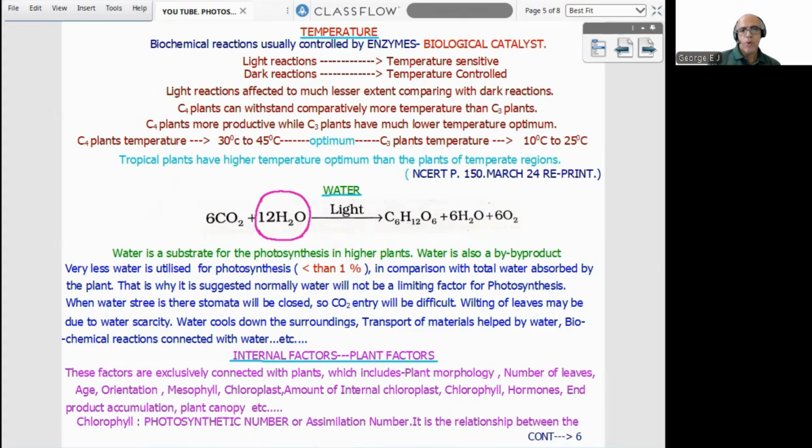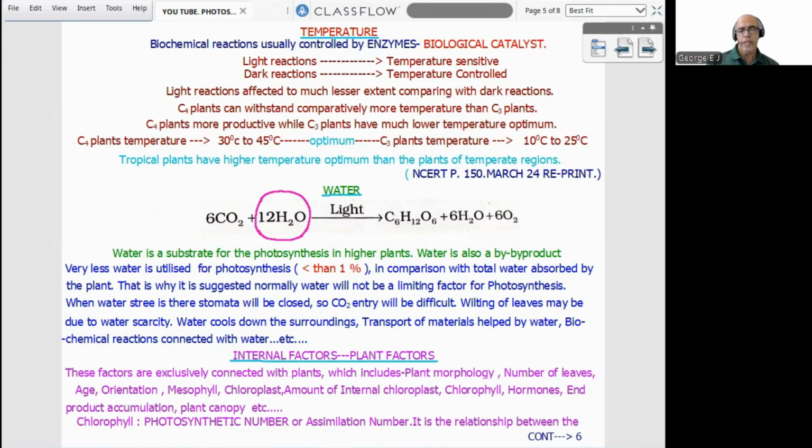C4 plants are more productive, while C3 plants have a much lower temperature optimum. For C4 plants the temperature will be 30 to 45 degrees; they can withstand it easily. C3 comparatively less, 10 to 25 degrees. So tropical plants have a higher temperature optimum than the plants of the temperate region. This entire area can be found in NCERT page number 150, March 24 reprint edition. It is all NCERT, that is why they ask it in entrance exam theory.